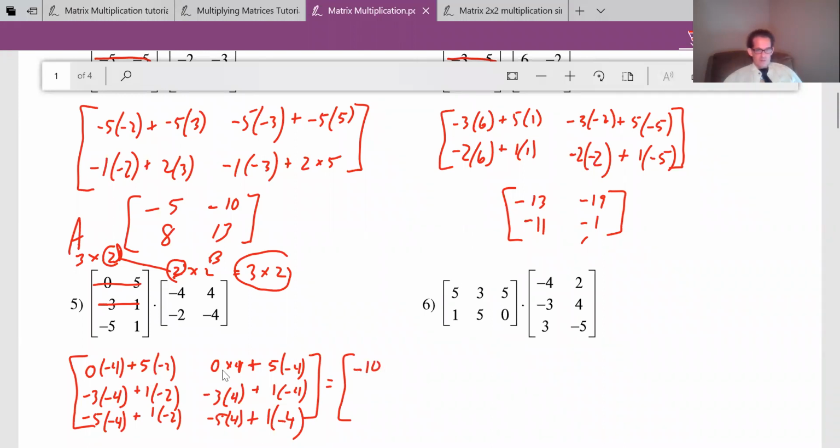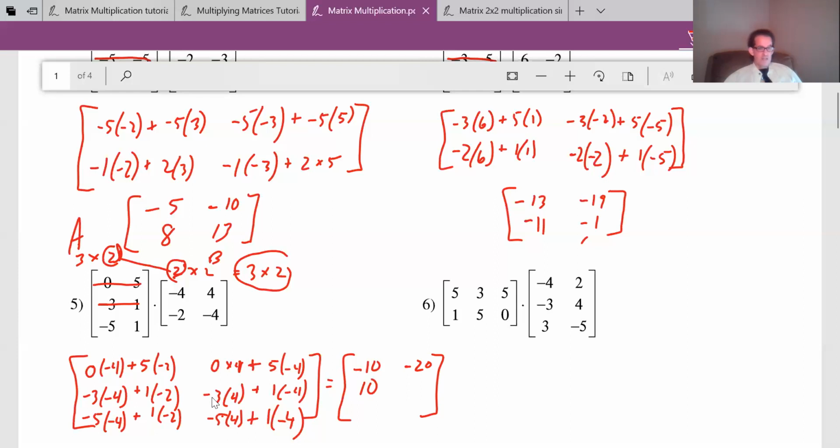Okay, the next number, 0 times 4 is 0. 5 times negative 4 is negative 20. So this number is going to be a negative 20. Now I have 2 more rows to do. So I have negative 3 times negative 4, that's positive 12, plus 1 times negative 2 is negative 2. So 12 plus negative 2 is 10.